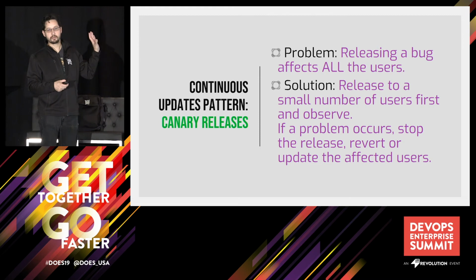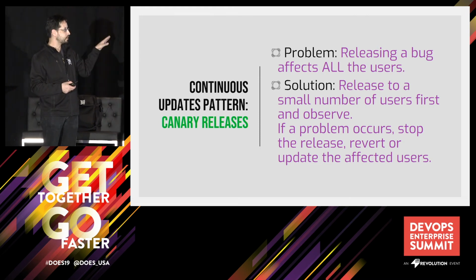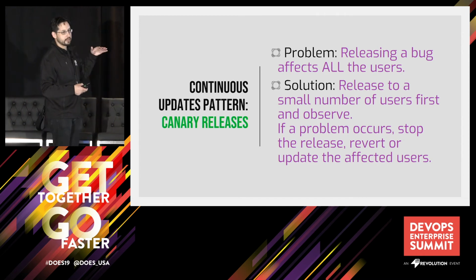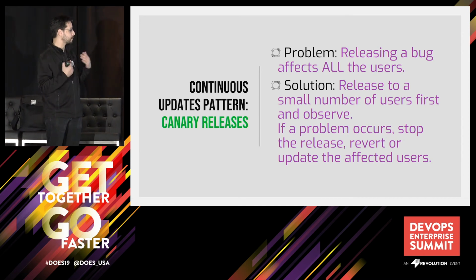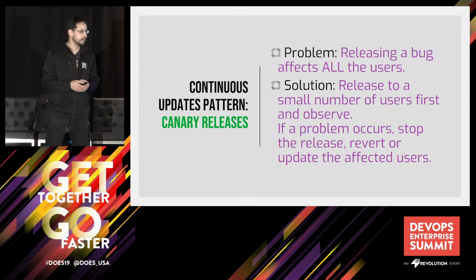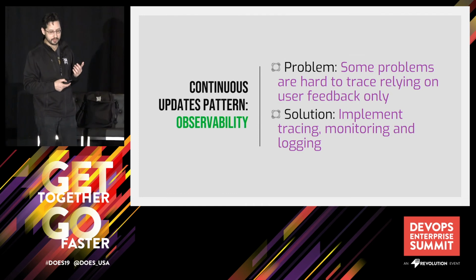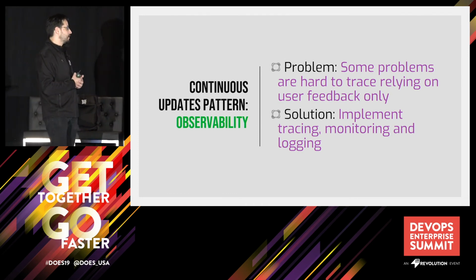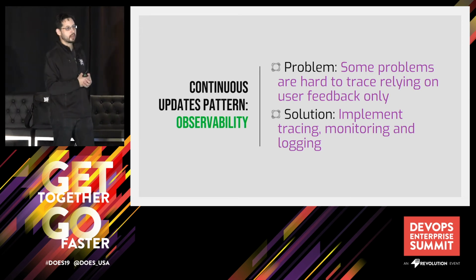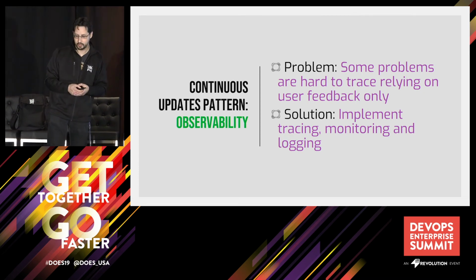So the update pattern for this is do canary updates. When you push a new feature that might affect users, you want to push it to a few users at first, let them test it, and observe the problem. And then if there's an issue, you can revert back before you affect your entire customer base. Another pattern here is observability. Some problems are really hard to trace. If you build observability and monitoring into your application, that makes it easier to identify when there's an issue.